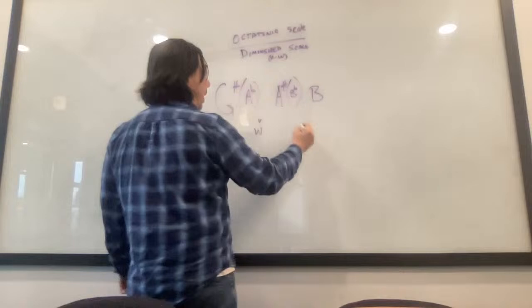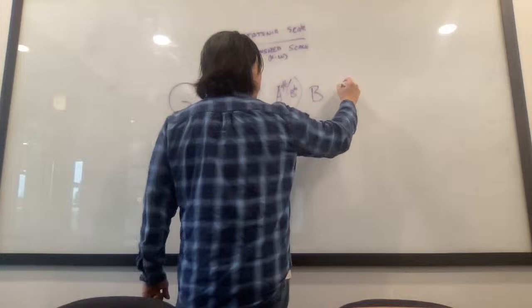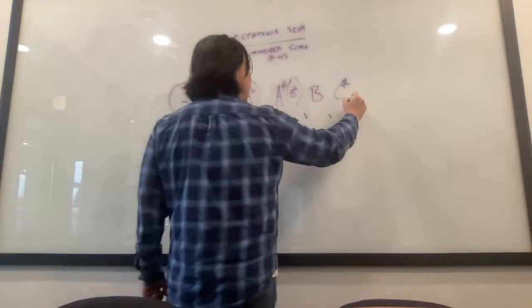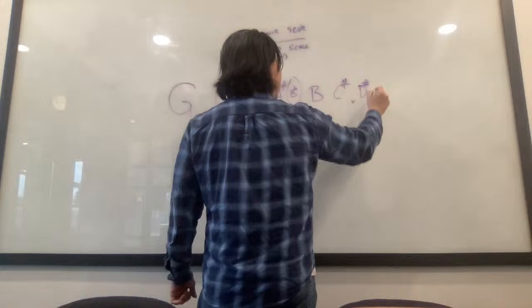So that's half step. Okay, we better write a little bit smaller here. Now we need a whole step. That's going to be C sharp. Okay, I'm just showing you the formula. And then we need a half step, whole step, D sharp, okay? And then a half step, E.